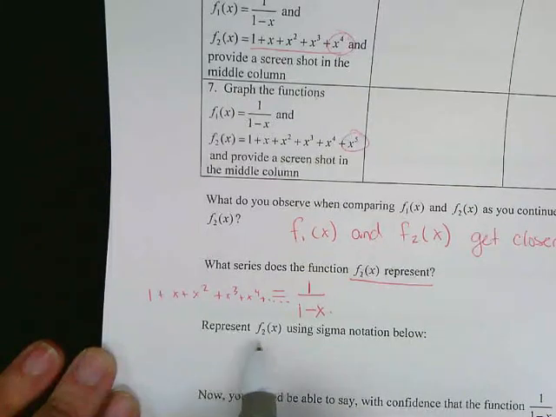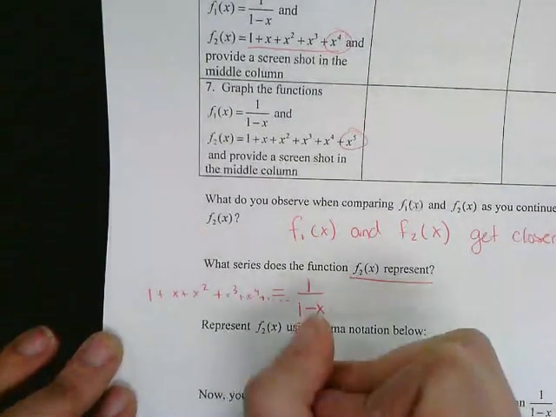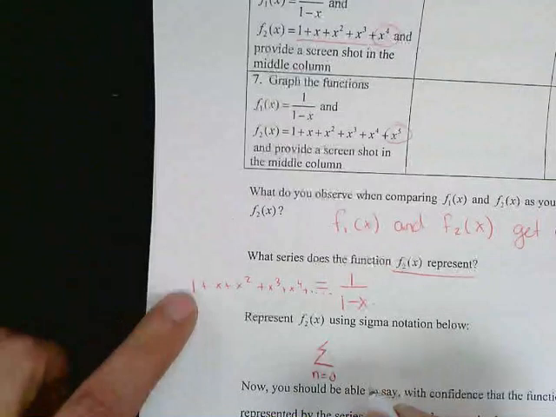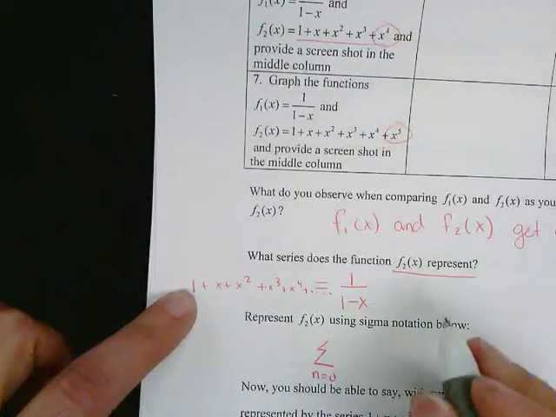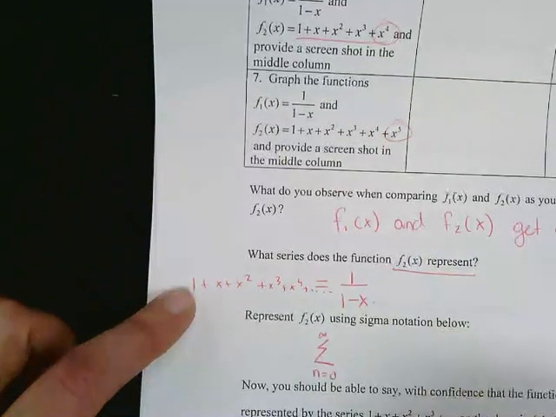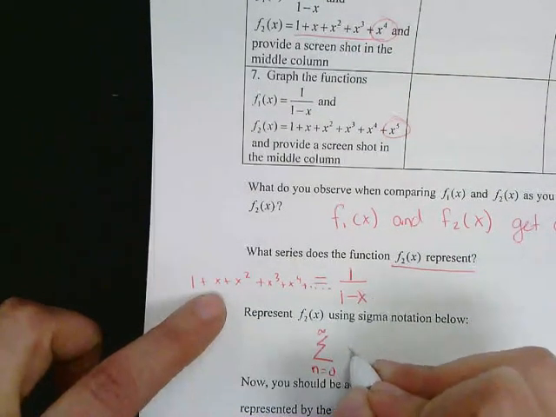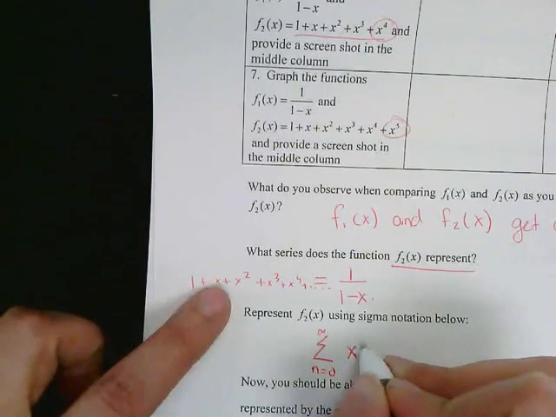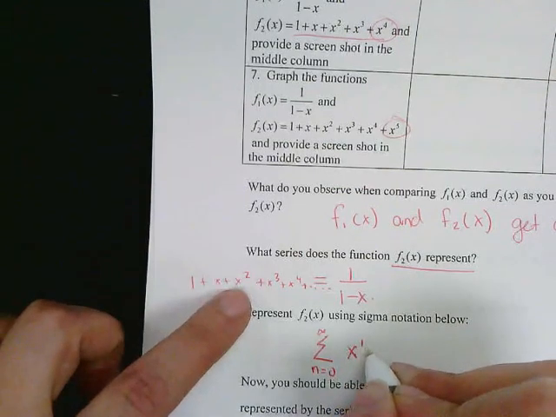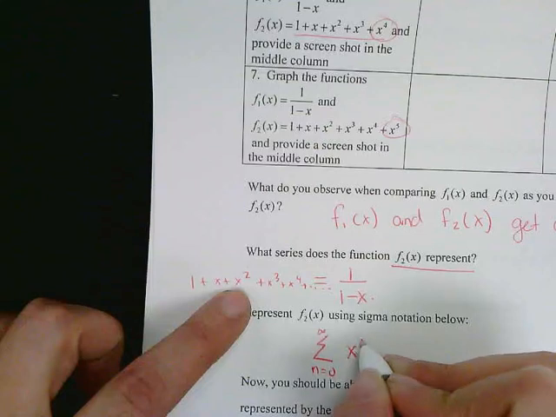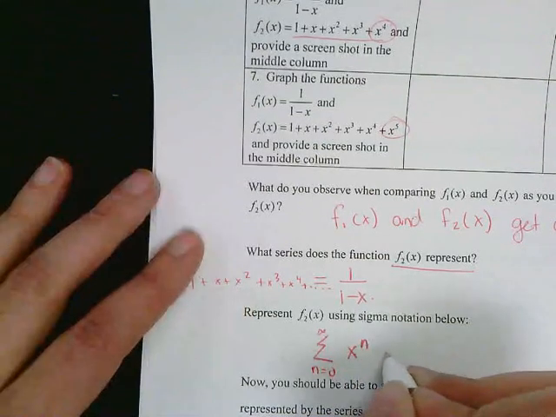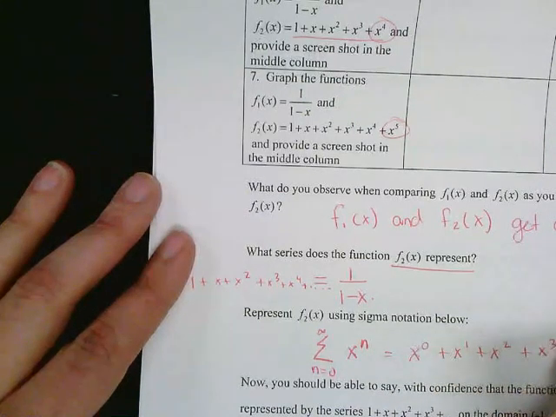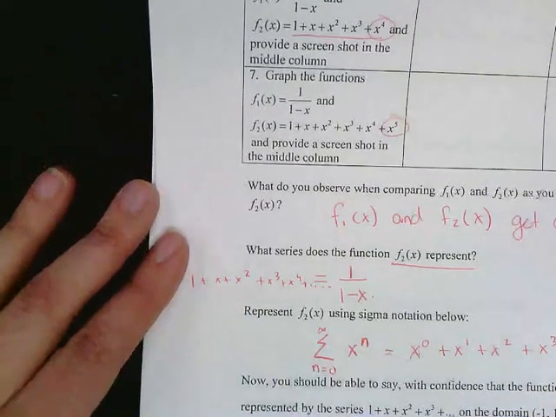So how are we going to represent f2 using sigma notation? You're just going to write the sum starting at 0, because you notice that we started at x to the 0, and we're going all the way to infinity. And every value, you are just adding an n. So the first value is x to the 0, the second value is x to the 1, the third value is x squared, so x to the n, all right? That basically says this is x to the 0 plus x1 plus x2 plus x3 plus x4 all the way to infinity.